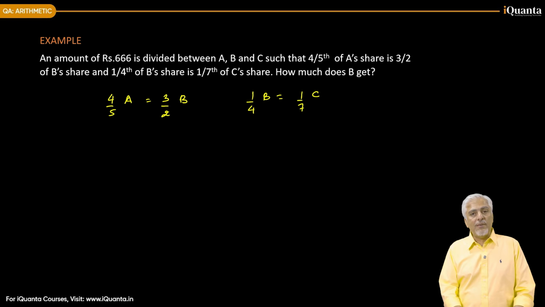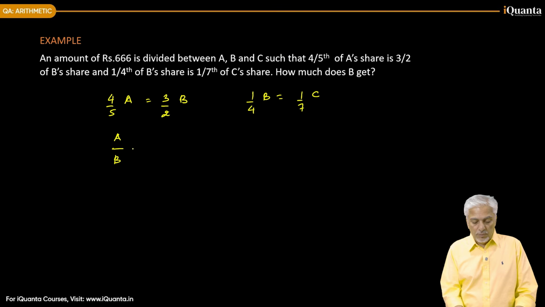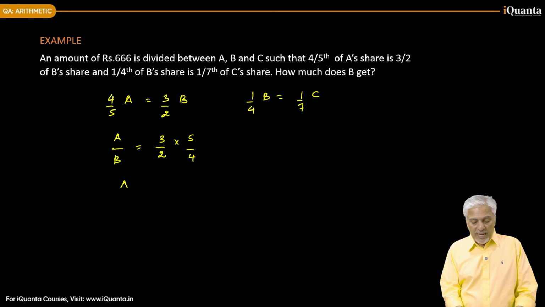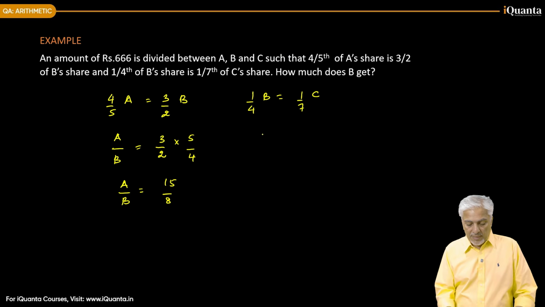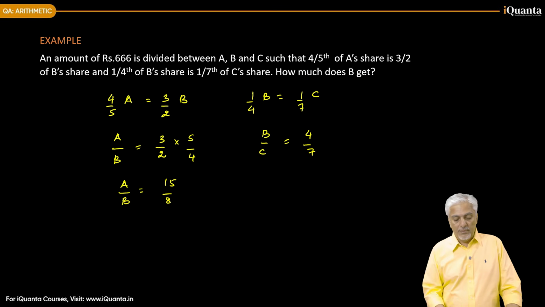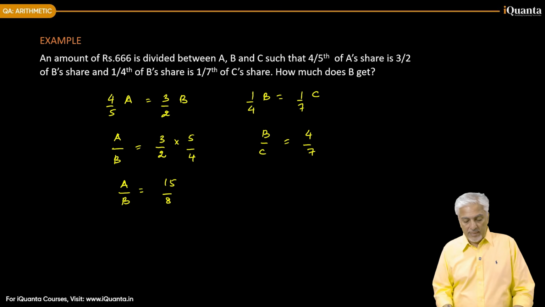So what I would do is I would first find the ratio over here. I would keep A over here, bring B down. 3/2 remains here, 5 goes on top, 4 comes down. So A ratio B, or A upon B, becomes 15/8. Leave that over here. Same thing I would do over here. B upon C becomes 4/7. Right? 4 goes on top, 7 remains as it is.